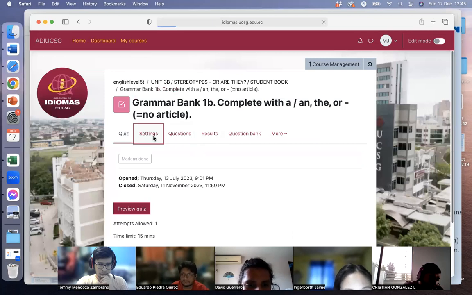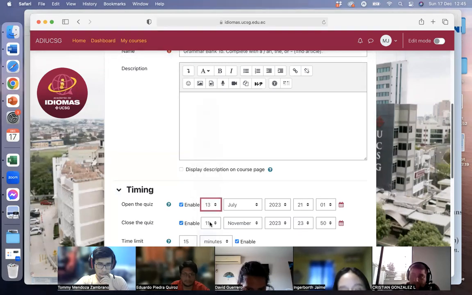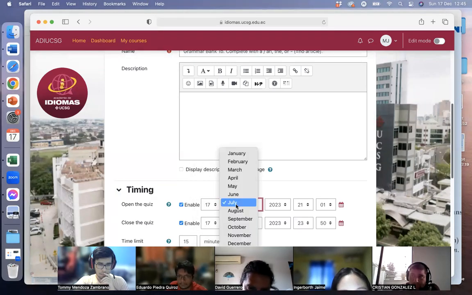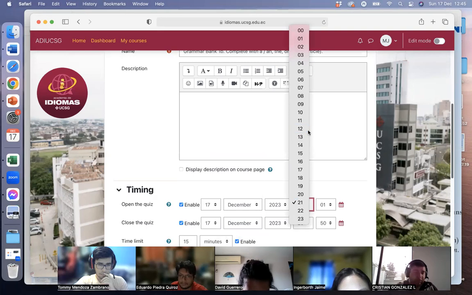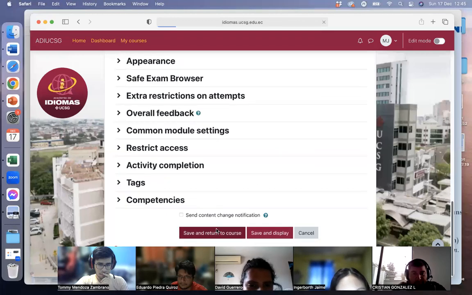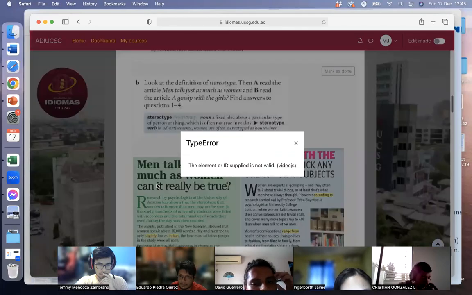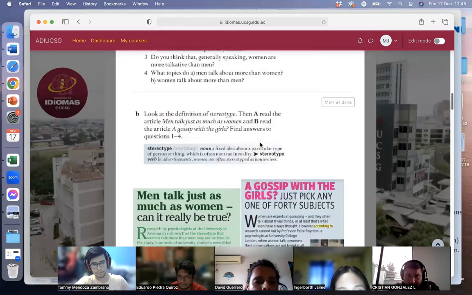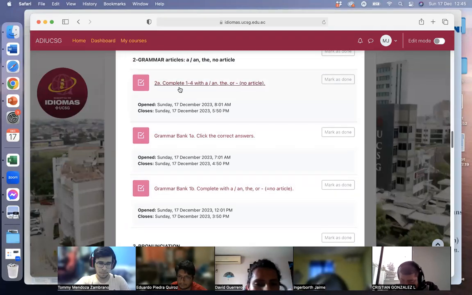Okay, you can start now. One more time. We are now in Unit 3B and complete the activities from number 2, the grammar 2A, 1A, and grammar bank 1B.